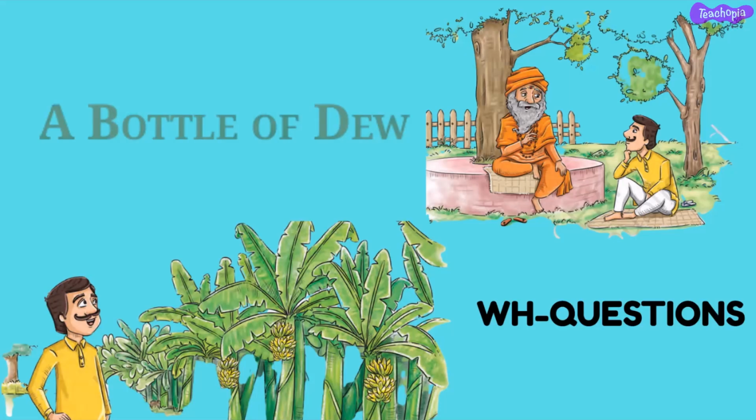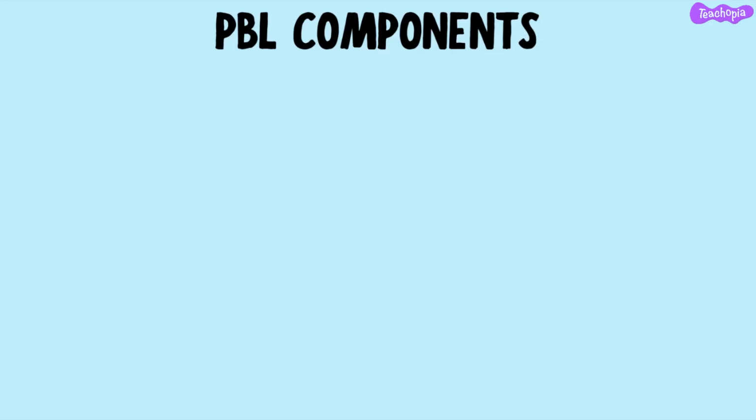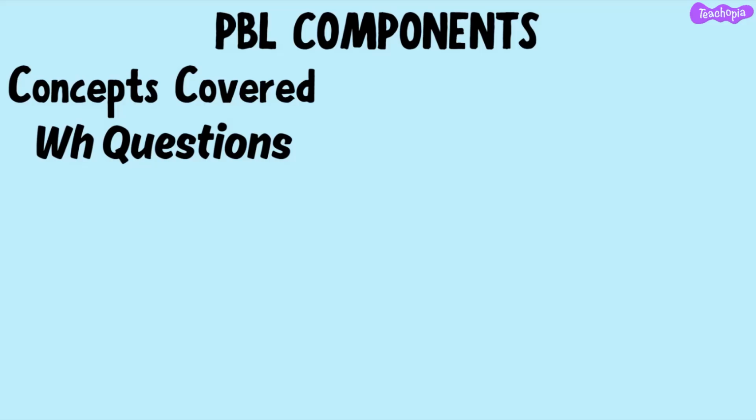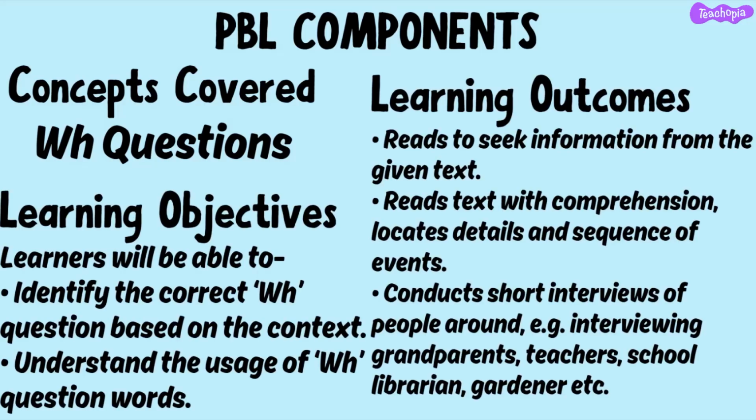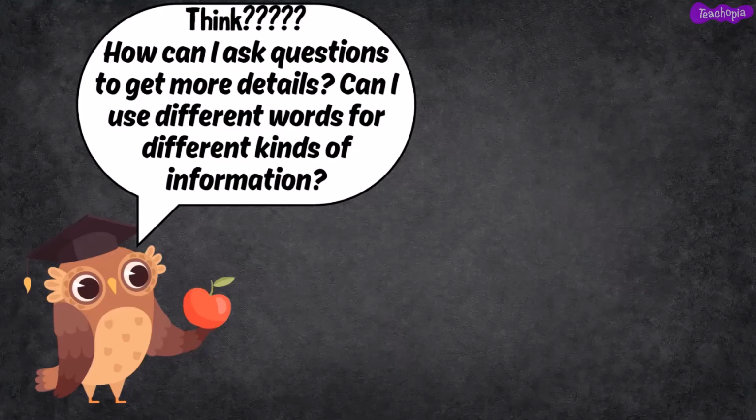So, the MTIP grade 6 Purvi textbook, A Bottle of Dew is the chapter, talks about WH questions. Every PBL has certain components like the concepts covered, the learning objectives, and the learning outcomes. Now, once you go through all these, you will come to the think question.